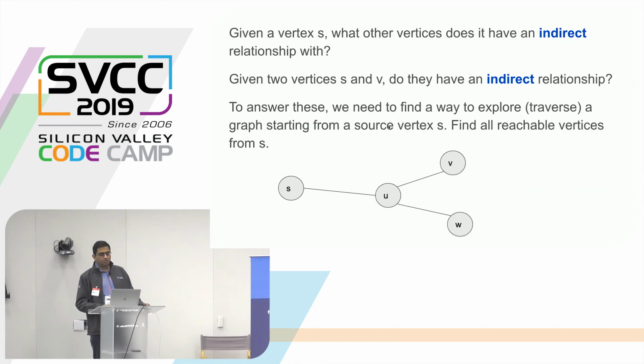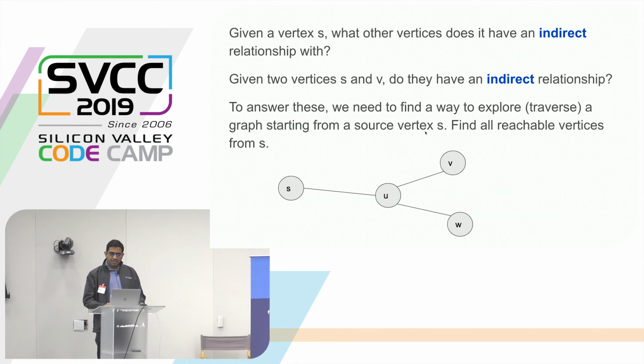Now, these two questions can be extended to ask about long-distance relationships or indirect relationships. Given a vertex S, what are the long-distance neighbors of S? Which other vertices does it have an indirect relationship with? And given two vertices S and V, is there a long-distance relationship between them in the graph? To answer either of these questions, we can't directly look up an adjacency list or an adjacency map.